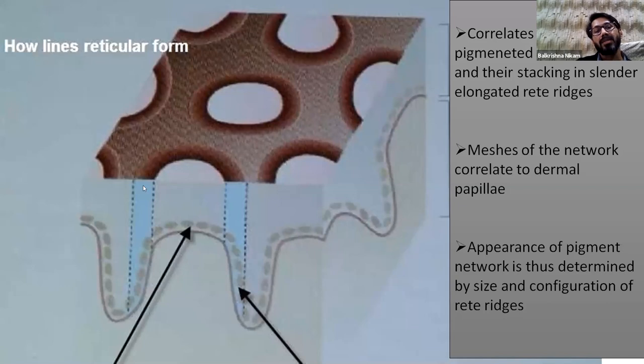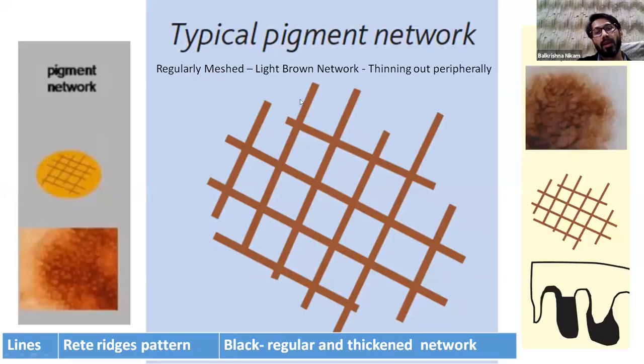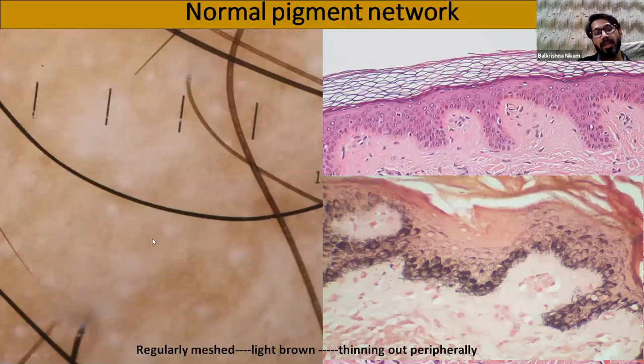So typically how the lines, the reticular lines, the normal lines are formed: they correlate with the pigmented keratinocytes which are stacking in the slender rete ridges, and these lines, and in between, the mesh is related to the dermal papillae. So the appearance of these lines depends on the pigment and the shape of the rete ridges. This is a Fontana-Masson stain where the slender rete ridge will form a single line and the in-between portion will form the mesh. So a typical pigment network is regularly meshed. It is light brown in color and thinning out peripherally.